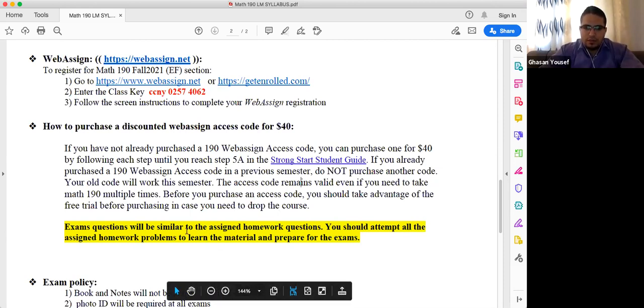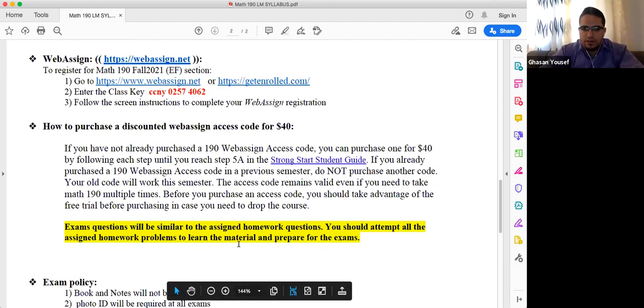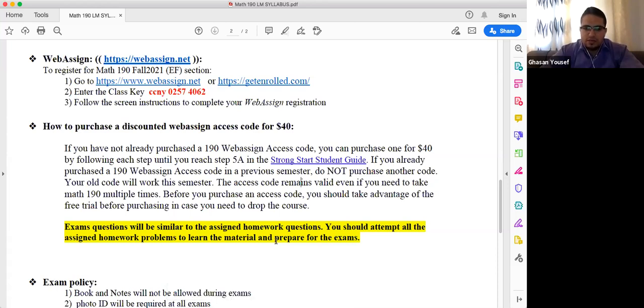Here in the yellow, exam questions will be similar to the assigned homework questions. You should attempt all the assigned homework problems to learn the material and prepare for the exams. This is important. The WebAssign is very important. You should do all the questions to get ready for the exams, because most of the questions in the exam are close to the WebAssign.